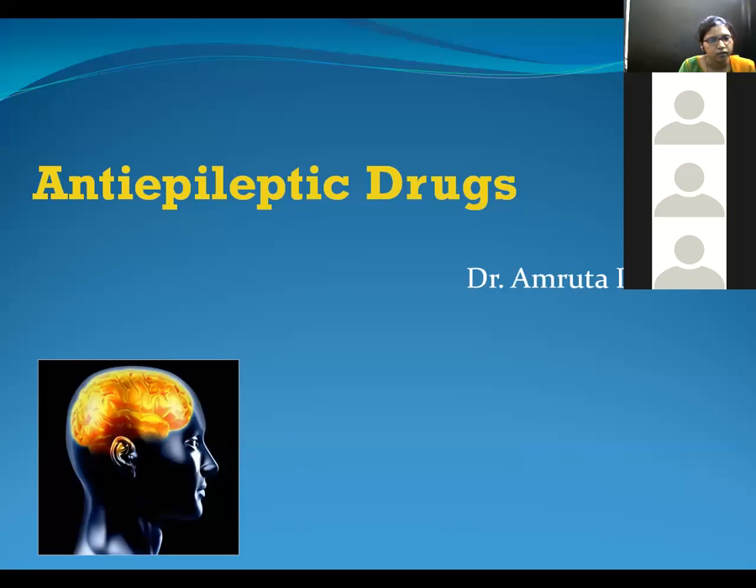Now the second important topic in CNS is anti-epileptic drugs. Epilepsy is a condition of the central nervous system where there is abnormal firing of brain neurons. So normally there is signal transmission by electric impulse inside the brain. What occurs in epilepsy is that abnormal impulse generation in the brain occurs. So that's why different manifestations of epilepsy are there.